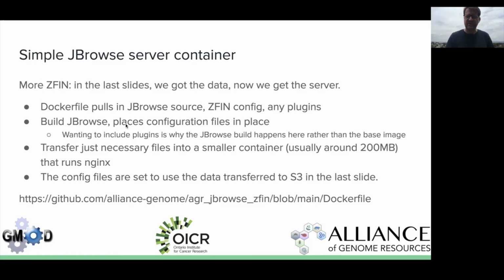So JBrowse doesn't get built in the base image. It gets built in the container we're creating, and that's so that we can pull in any plugins that we want, because that has to happen at build time for JBrowse 1. And then we just transfer the necessary files after we're done generating everything we need during the build. We transfer it into a smaller container that ends up being 200 or less megabytes that just runs Nginx and has the files just needed for running JBrowse. And that configuration file is set to use all the data that got transferred to S3 in the last slide. The link for that Dockerfile is here.